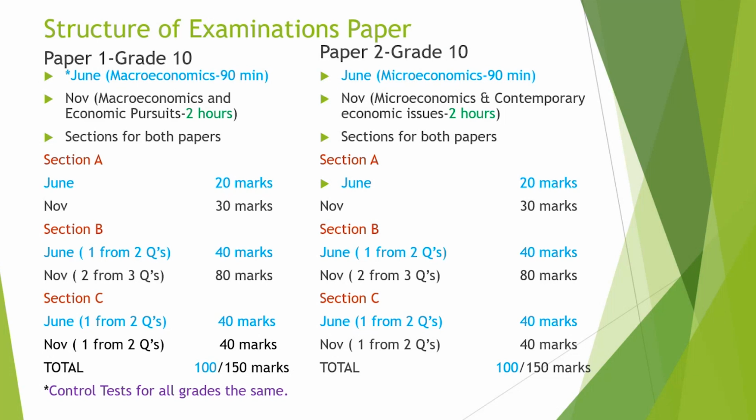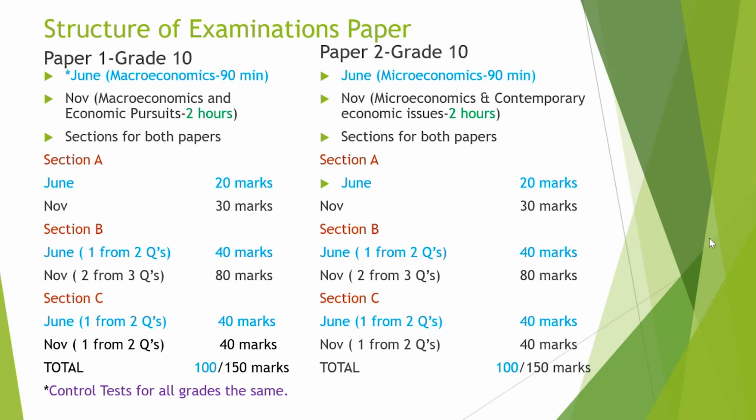Paper 2, as I said, for economics, the economics paper from grade 10 to grade 12, the outlay is the same, the topics are the same. Paper 1 consists of macroeconomics and economic pursuits, and paper 2 consists of microeconomics and contemporary economic issues. The sections for both papers are the same. Let us just look at the information that is typed in black, because that is the most important. What is typed in blue is just for the June examinations at grade 10 level.